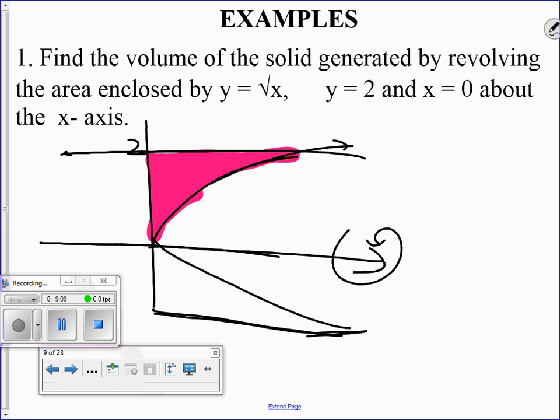Sometimes they look like that. On the outside, they look like cylinders, but then they're scooped in. The hole is like that.